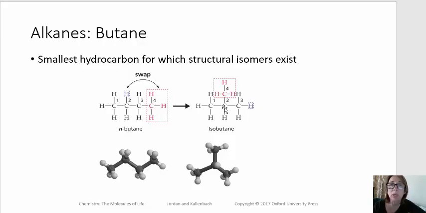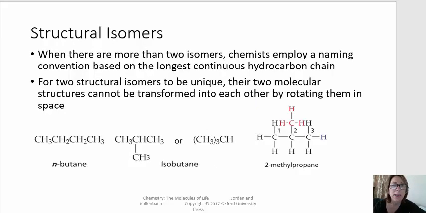So our middle carbon here is connected to 3 carbons. In N-butane, there's no carbon that is connected to 3 carbons. So isobutane has different physical properties than N-butane, different density, different boiling point, different melting point. It is a different chemical. Now, once we get to hydrocarbons with more than 4 carbons, we get more and more isomers. So we need a systematic way to name these isomers.